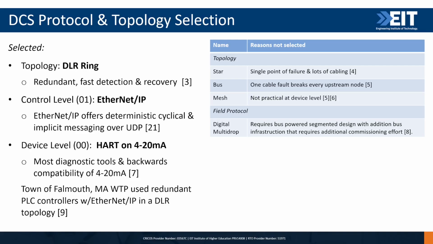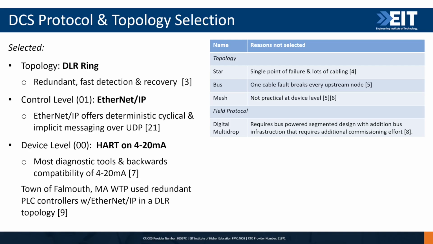So, we also use HART on 4-20. All these standards, the three that I mentioned, the DLR ring, Ethernet IP, HART on 4-20, are all open standards, which, as previously mentioned, is a beneficial factor in selection because open standards generally are not vendor locked, and have open tooling, which is very nice to have.